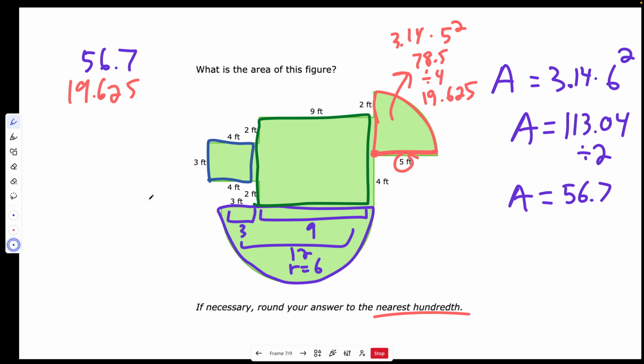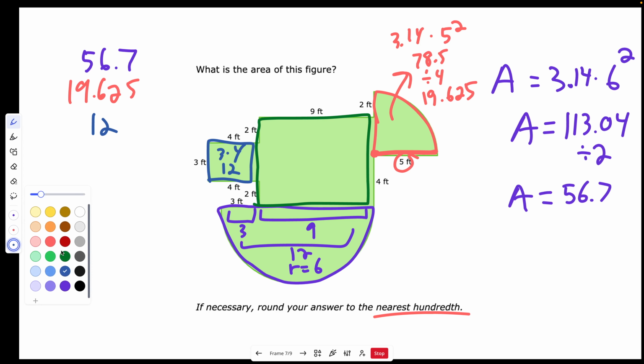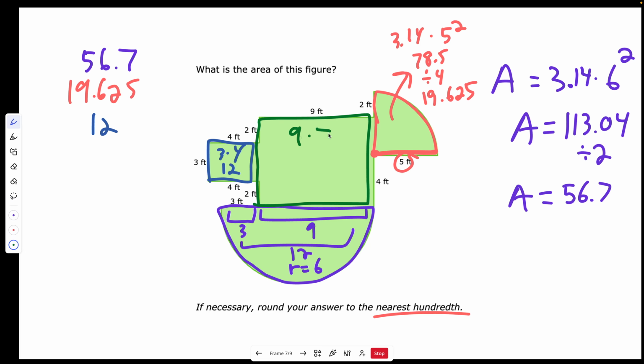For the blue rectangle, 3 times 4, which is 12. And for the green rectangle, this is 9 by, let's see, this is 2, 5, 7. So this is a 9 by 7. I got that from this is 2, this is 3, this is 2. So 9 by 7 is 63.